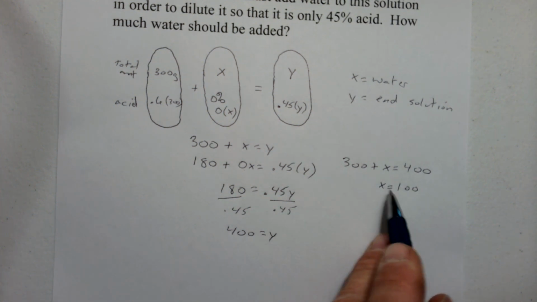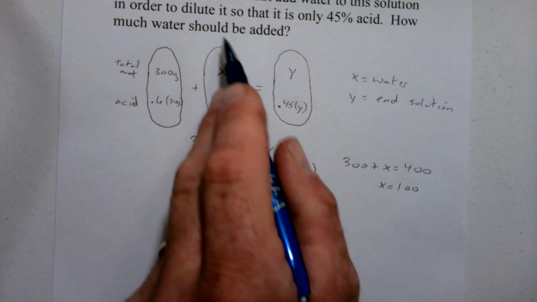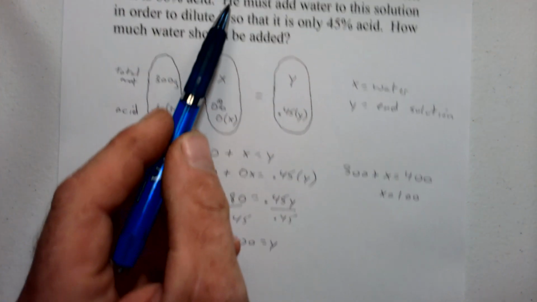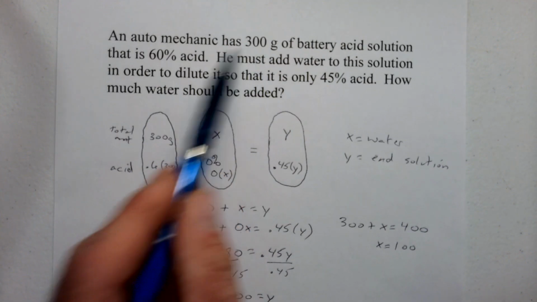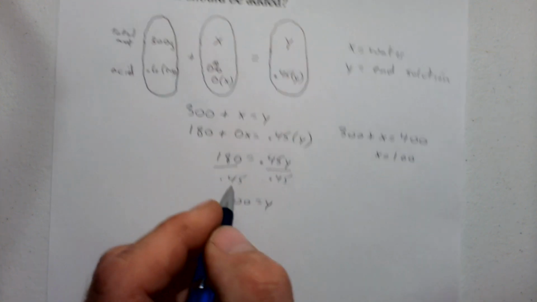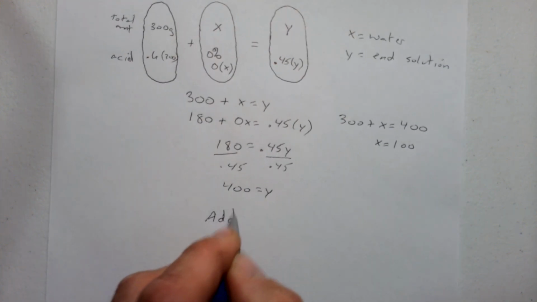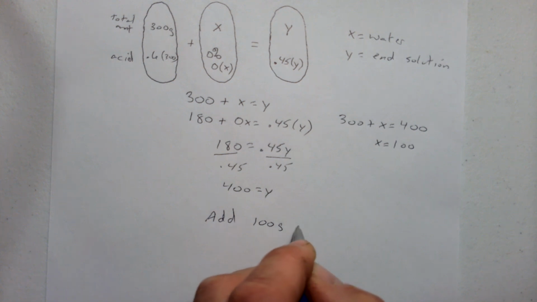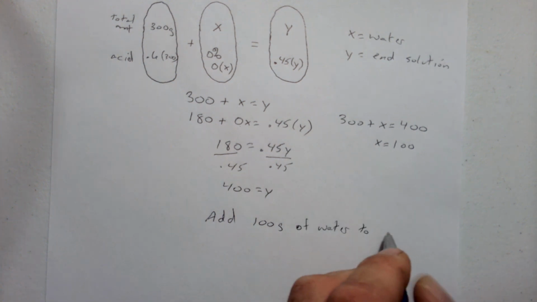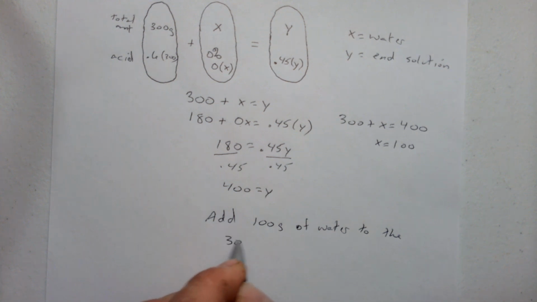So we know X is the amount of water that we're adding, so to answer the question, we need to add 100 grams of water in order to dilute this 300 grams of 60% solution down to 45% solution. So to answer the question, we're going to add 100 grams of water to the 300 grams of acid solution.